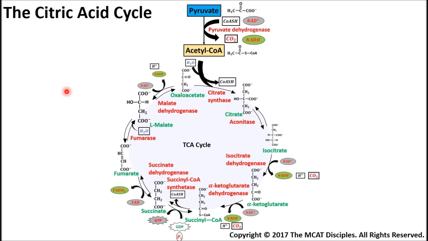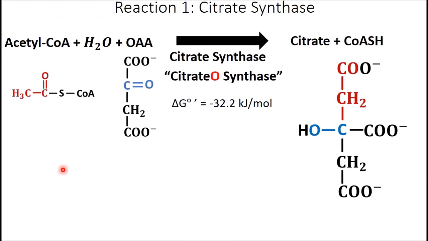Now I'll go through each individual part, starting with citrate synthase. Okay, reaction 1, citrate synthase. So you take acetyl CoA, some water, and some oxaloacetate. Via citrate synthase, you form citrate, and you release a CoA group. That gives a standard physiological free energy of about negative 32.2 kilojoules per mole. It's an irreversible reaction, so it's a point of regulation. As you'll come to appreciate shortly, it can be regulated by levels of NADH and, oddly enough, levels of succinyl CoA.